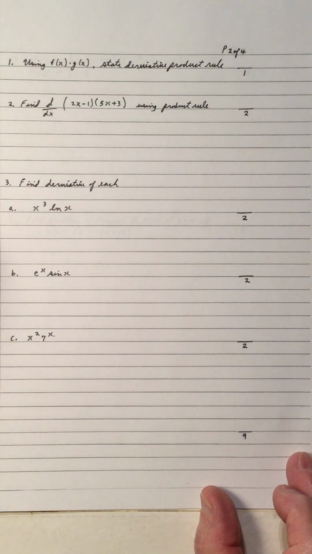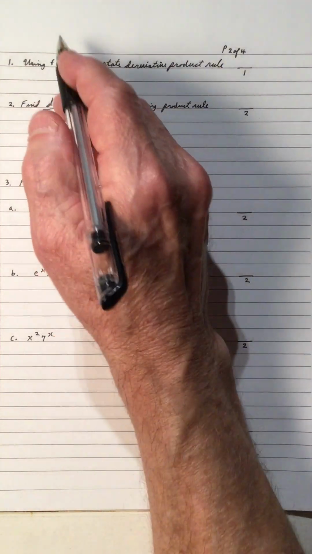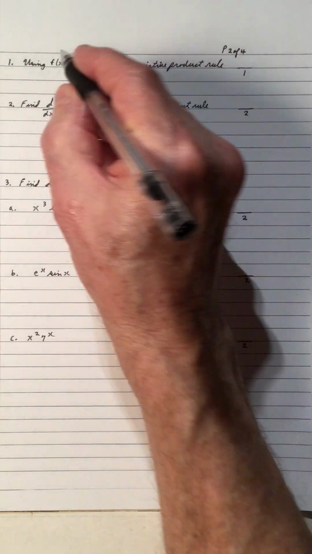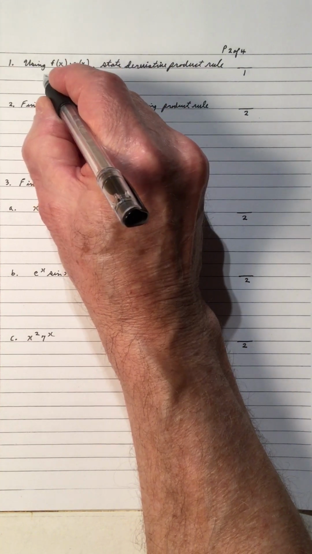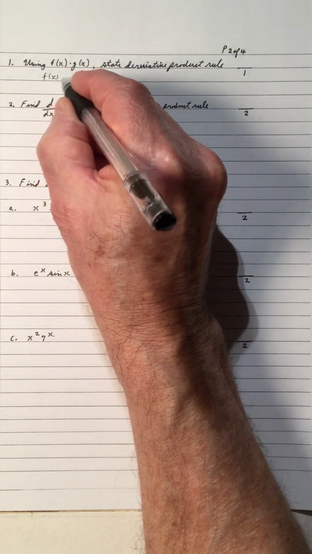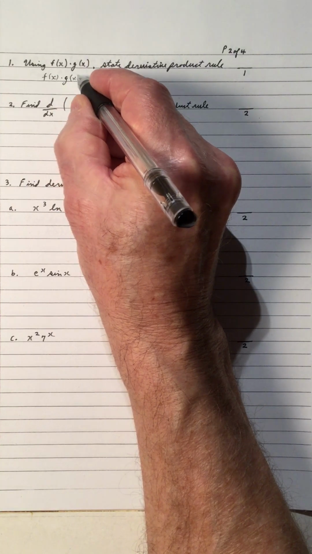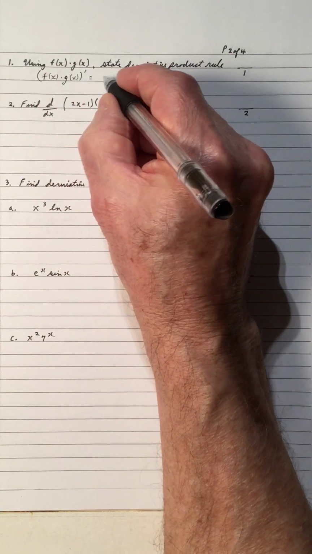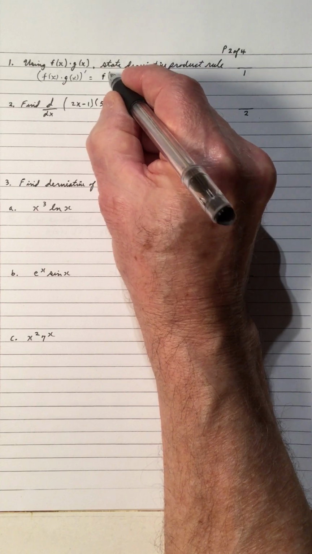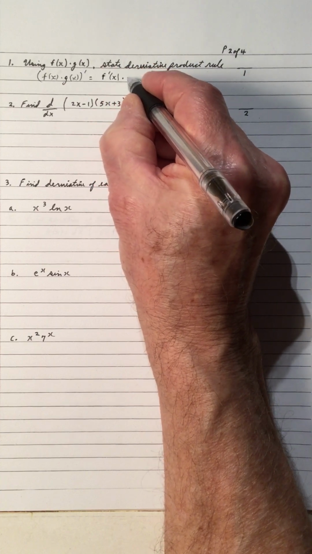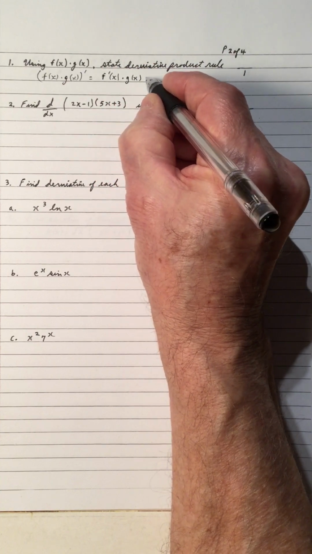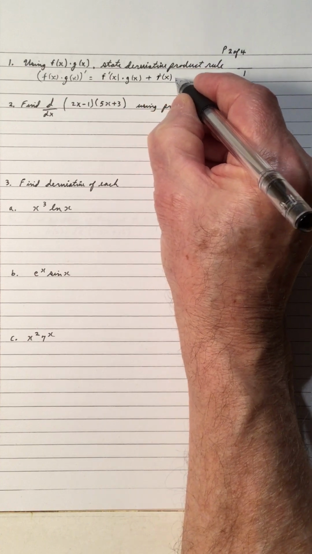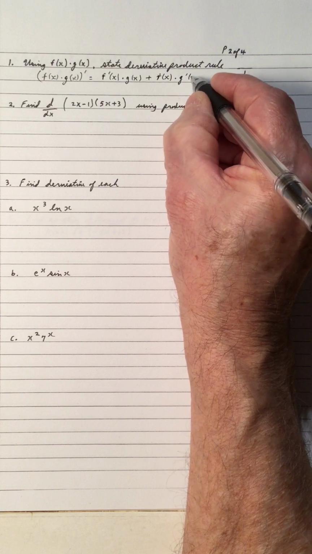Here we go. Number 1, using f of x times g of x, state the derivative product rule. The derivative product rule is that we have a product of f and g, so the derivative of f times g is the derivative of f times the g of x, add on f of x times the derivative of the g of x.